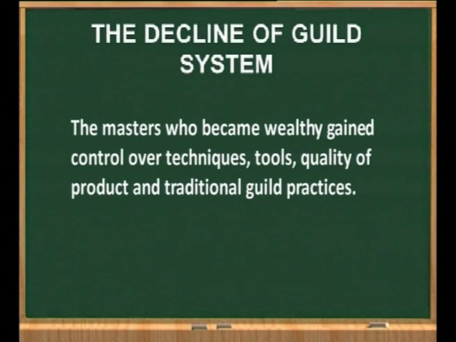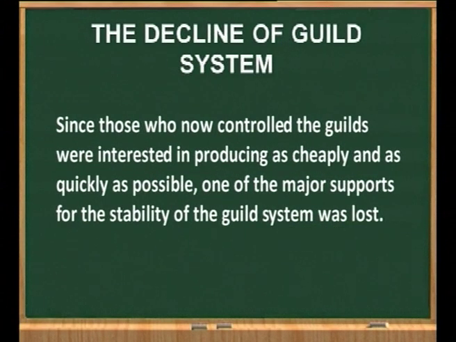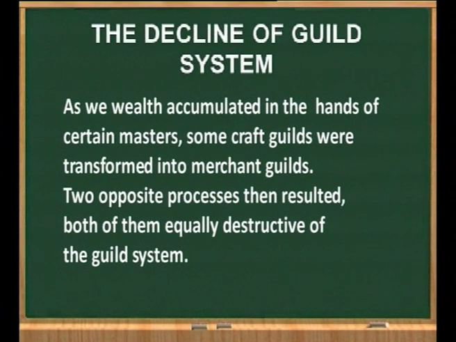The masters who became wealthy gained control over techniques, tools, quality of product and traditional guild practices. Since those who controlled the guilds were interested in producing as cheaply and as quickly as possible, one of the major supports for the stability of the guild system was lost. As wealth accumulated in the hands of certain masters, some craft guilds were transformed into merchant guilds.